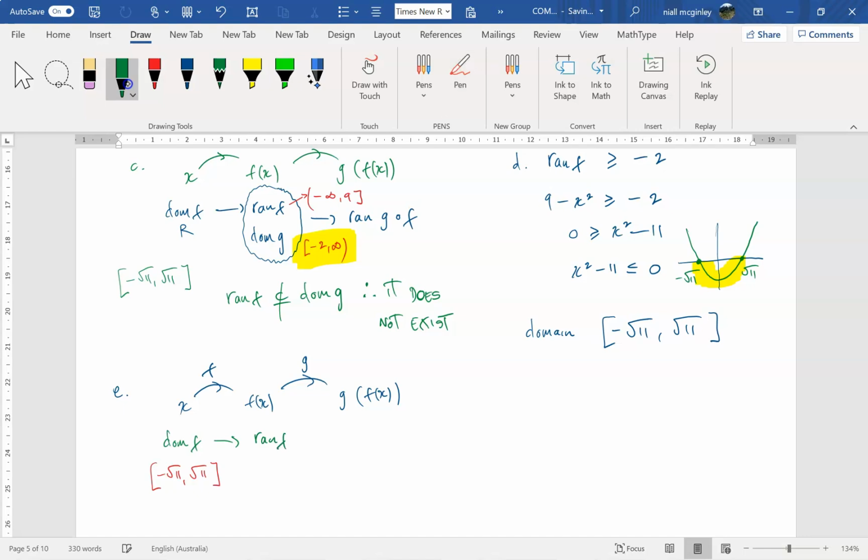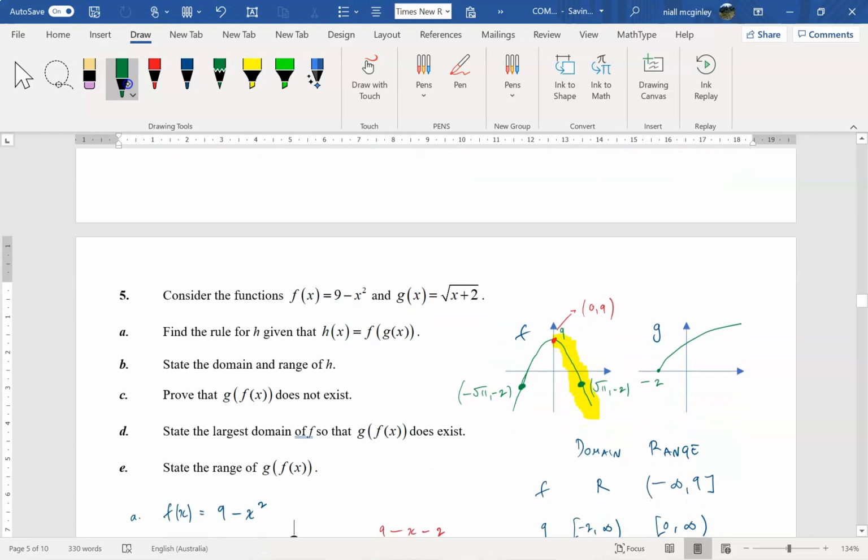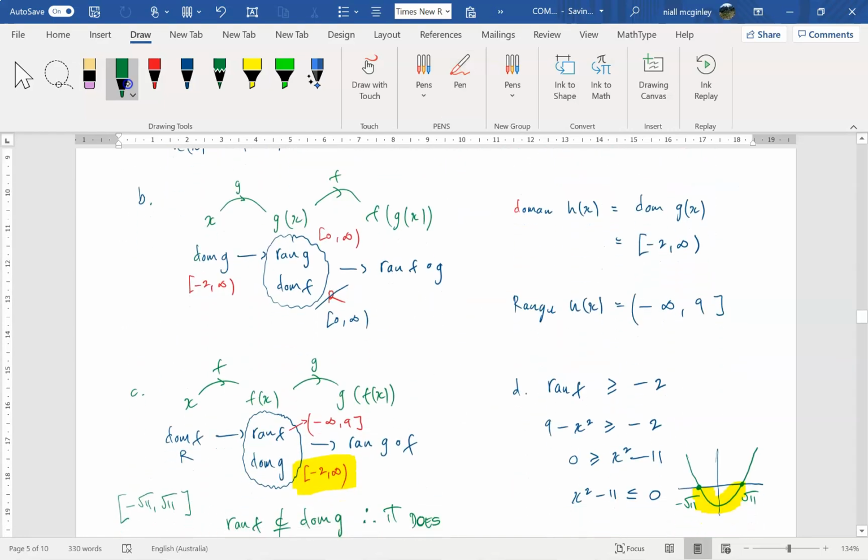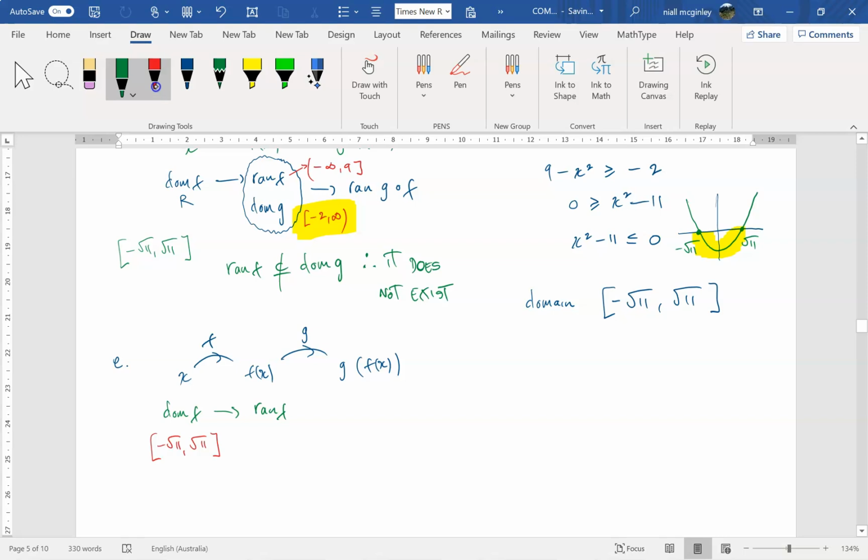So if we look at our sketch here, as we did before, it's only going to go up to 9. That's the maximum part, so it's going to be from minus 2 to 9. That's going to be your range of the first part. That's the answer that you're going to get out here. So minus 2 to 9, not infinity like we had before. So in the second part here, the domain of g was minus 2 to infinity, but now what it's going to become is minus 2 to 9.